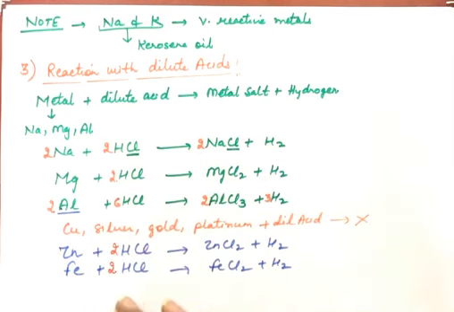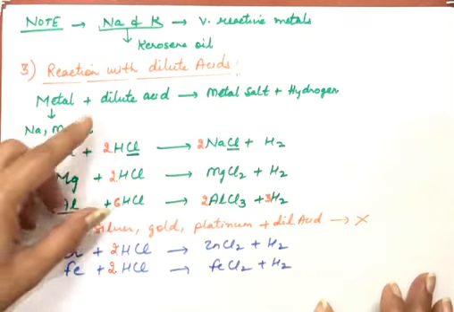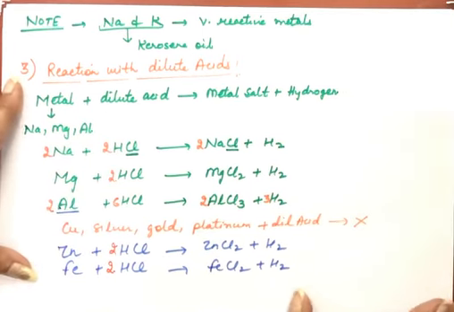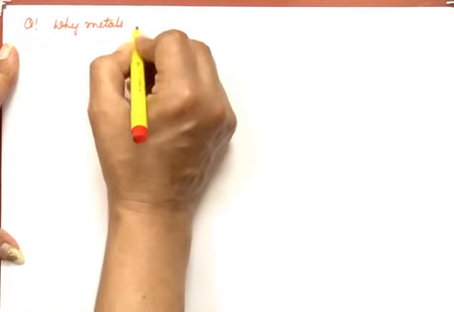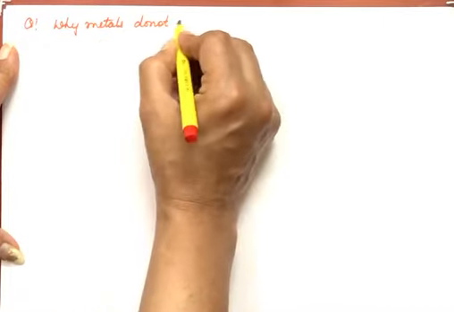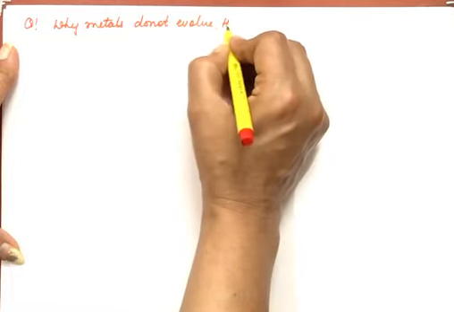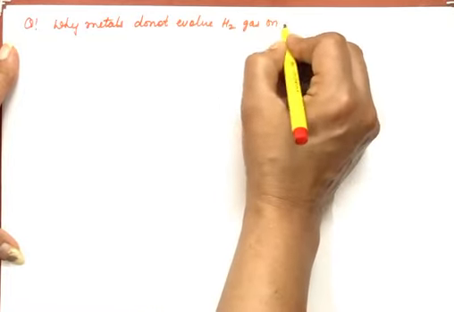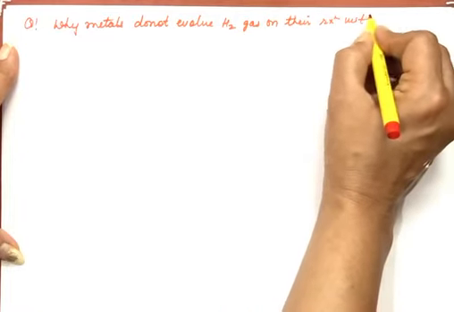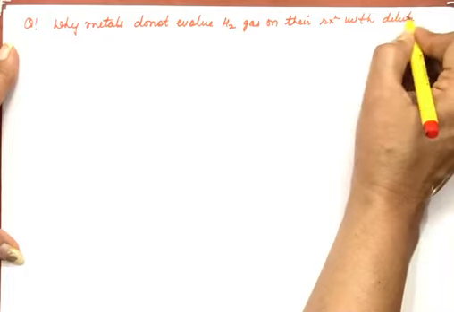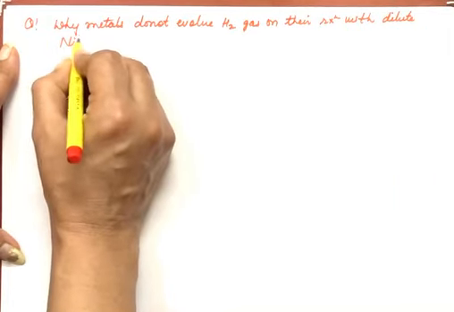We have taken hydrochloric acid. Metals do not react with dilute nitric acid in the same way. We have written dilute acid but not dilute nitric acid. So the question is, why do metals not evolve hydrogen gas on their reaction with dilute nitric acid?